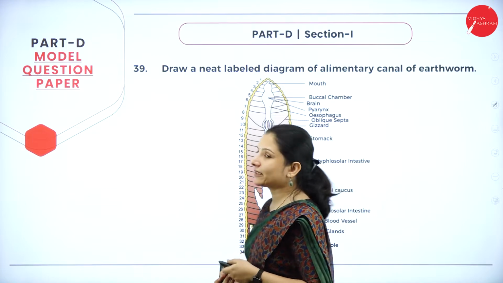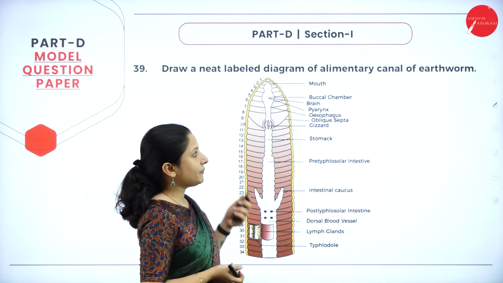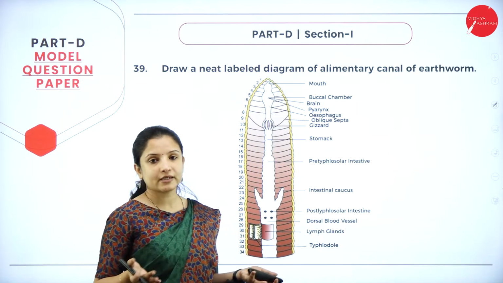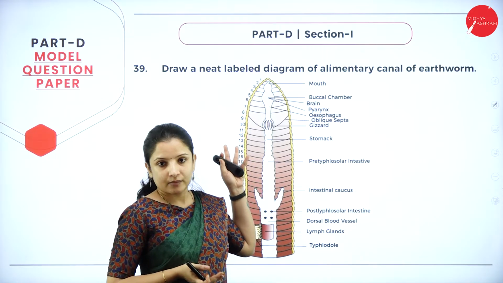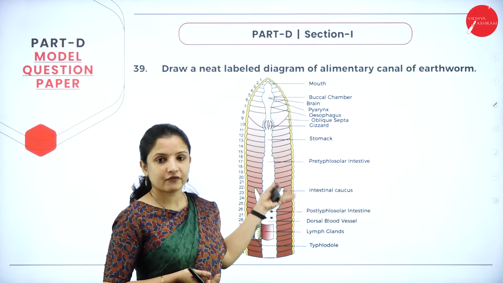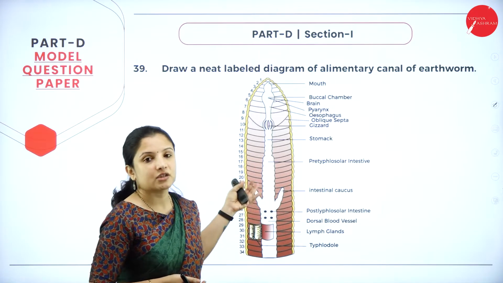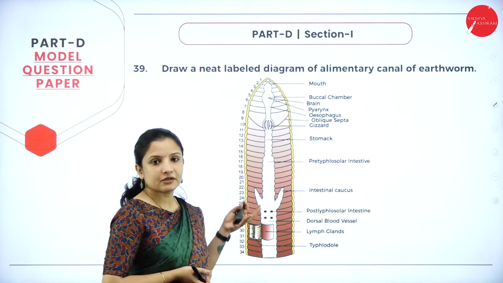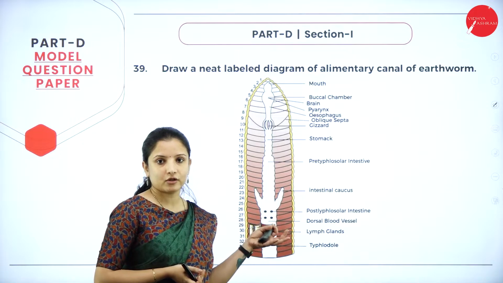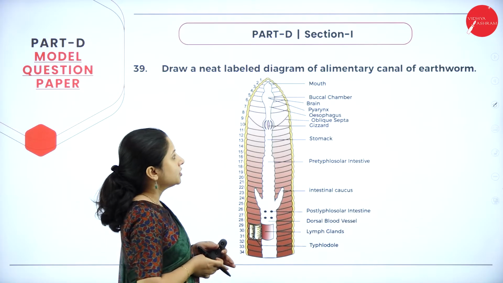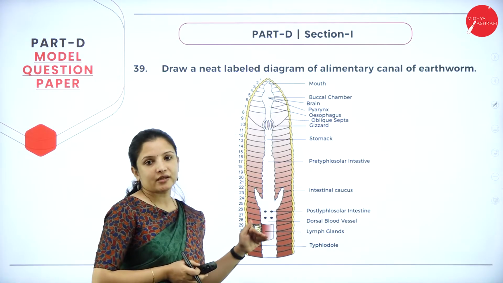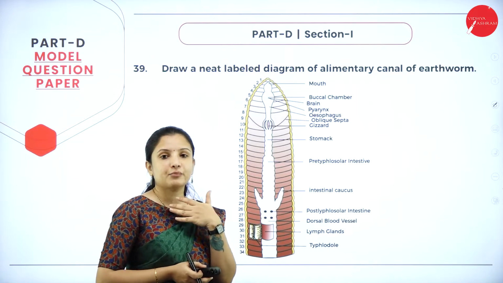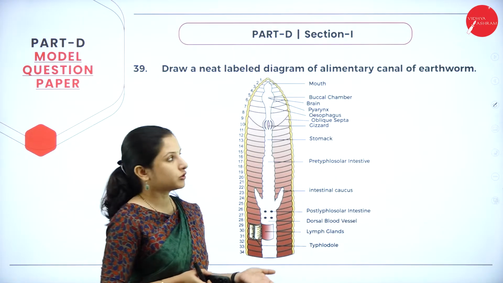Again here, draw a neat labeled diagram of the elementary canal of earthworm. Don't get confused here. In the chapter on structural and morphological features of animals, they have given different animals like cockroach, earthworm and all that. Don't get confused with the diagram. Here they have asked about the elementary canal, which means you have to write about the digestive system of the earthworm.